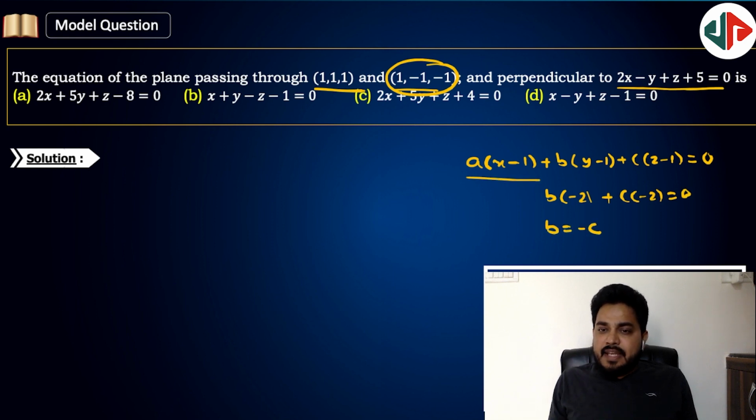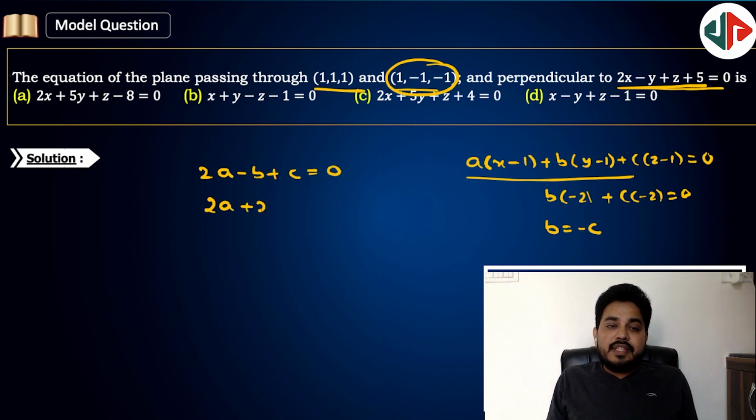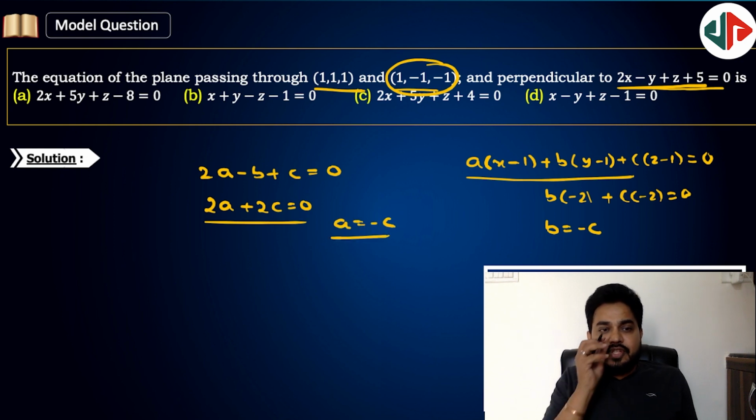Now this plane is perpendicular to this plane. What is the condition? 2a - b + c = 0. So 2a - b + c gives 2a + 2c = 0. So you are getting a is equal to minus c. Substitute, and check what the answer is going to be.